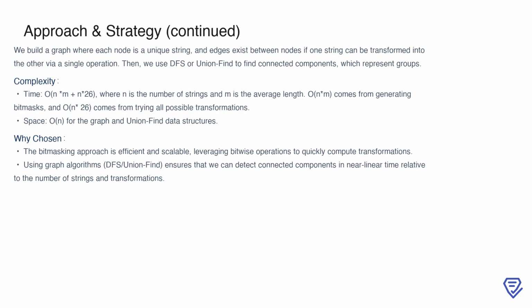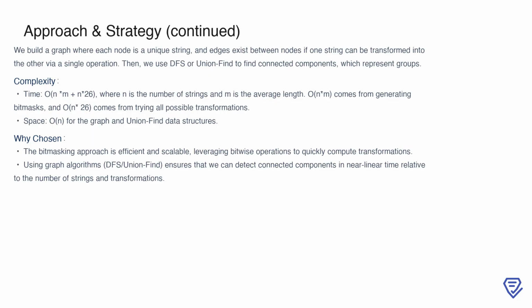Adding a character involves setting an additional bit, removing a character clears an existing bit, and replacing involves clearing one bit while setting another. Once we have this bit mask representation, we can build a graph where each node corresponds to a unique string, and an edge exists between two nodes if one string can be transformed into the other via a single operation. To identify groups, we use graph traversal algorithms like DFS or union find to find connected components. The complexity of this approach is much more manageable.